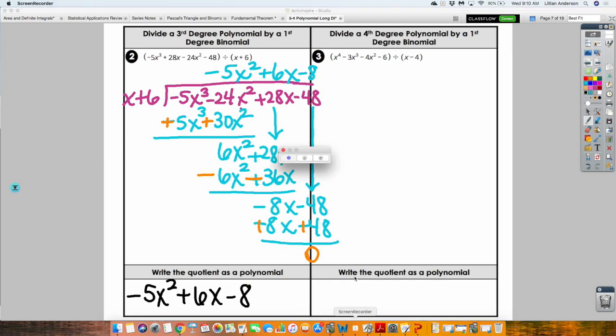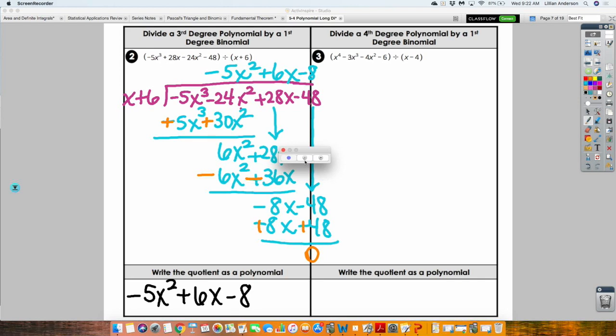So far, so good? Do you guys want to try number 3 on your own? Okay, I heard more yeses than no's. So you guys are going to do number 3 on your own. There we go. All right.